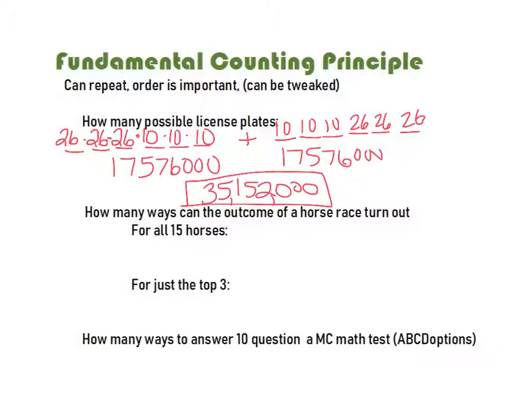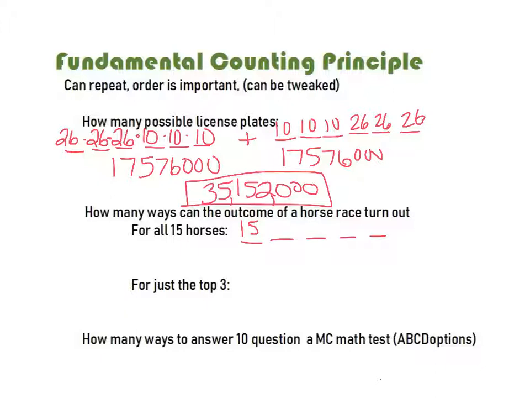All right. The next question, how many ways can the outcome of a horse race turn out if you have all 15 horses? So it's like you're going in there trying to pick the order of all 15 horses. Fundamental counting principle would look like this. I'd have 15 dashes out here, and I'd pick how many options do I have for first place? Well, I'd have 15 horses I could pick.